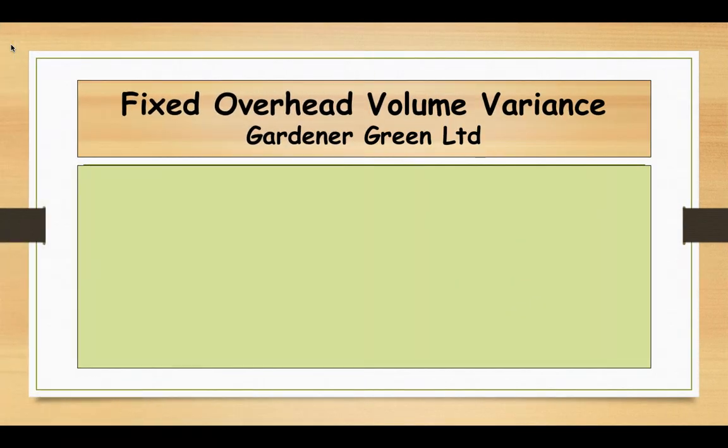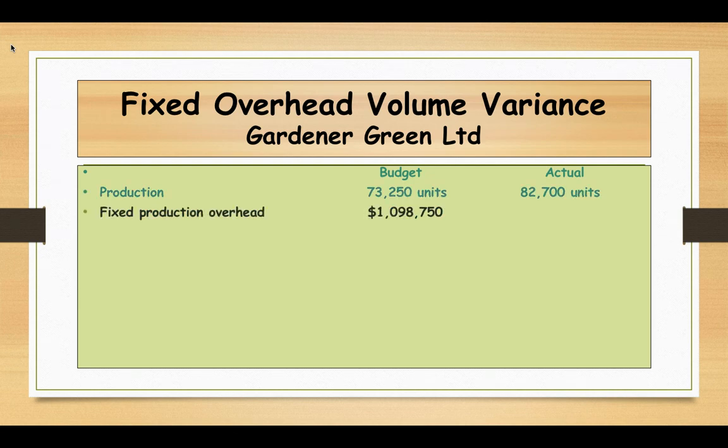So here we are going to calculate the fixed overhead volume variance for our example, the Gardner Green Limited. For the fixed overhead volume variance, we have to compare the budgeted number of units with the actual number of units. Then the difference, we need to times that by budgeted fixed production overhead cost per unit. So the budgeted production is 73,250 units. The actual production is 82,700 units.